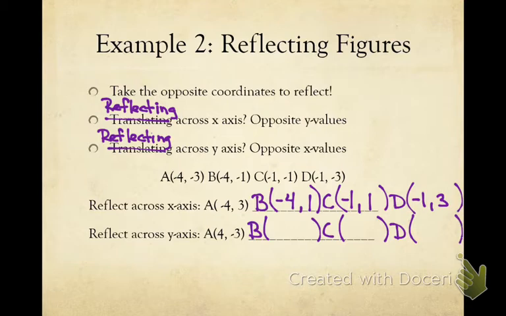The coordinates are everything. Without coordinates, I don't know what to graph, so I have to come up with my coordinates. So what's B going to be? Joshua, do you have B? 4, -1. Very good. 4, -1, because now I do the opposite of the x value. I'm reflecting across y. Lily, what's going to be C? 1, -1. And D, Maya? 1, -3. And now I'm ready to graph.